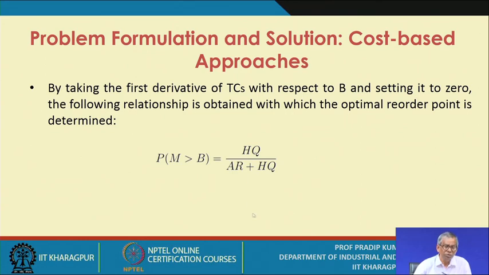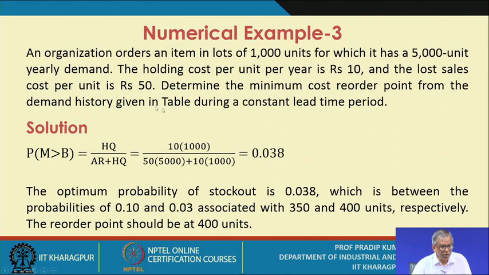Now what do you do? You take the first derivative of TCS with respect to B, because that is the decision variable, and set it to 0, and you get this relationship, that is the probability of going out of stock. That means the probability that M is greater than B equals HQ divided by AR plus HQ. With this expression, you will get the optimal value of the reorder point for the given inventory control system.